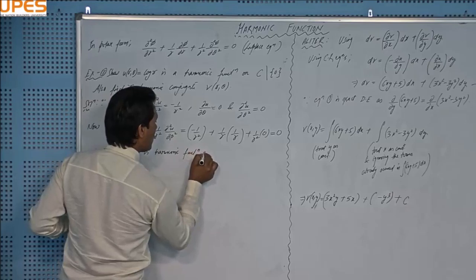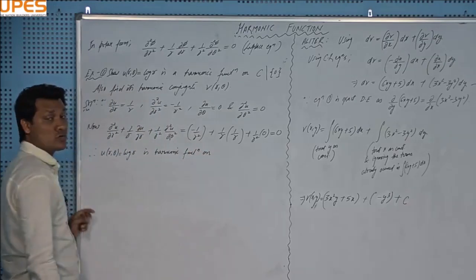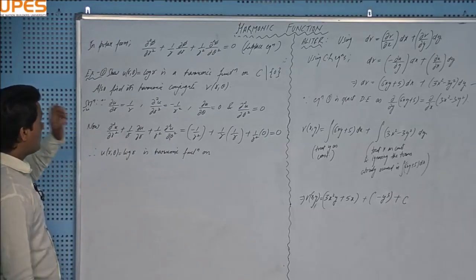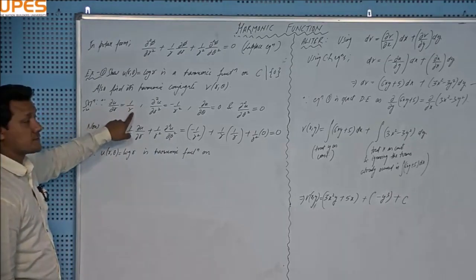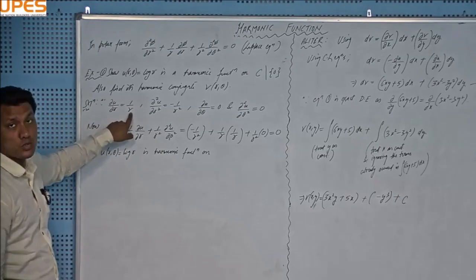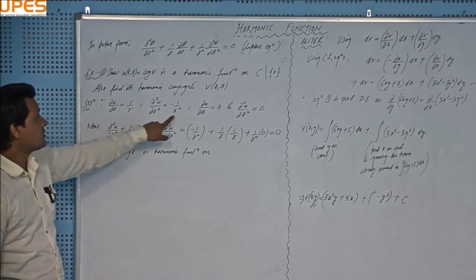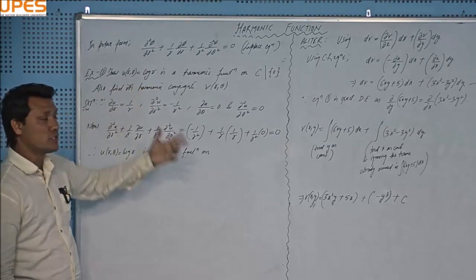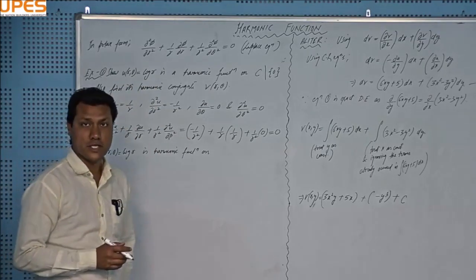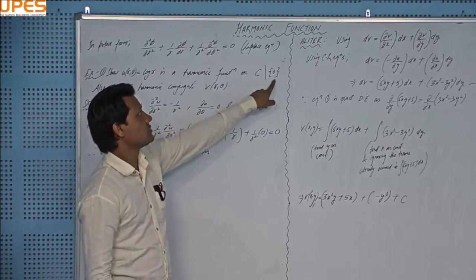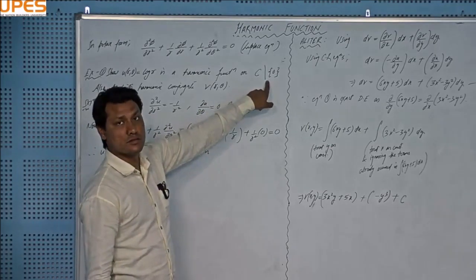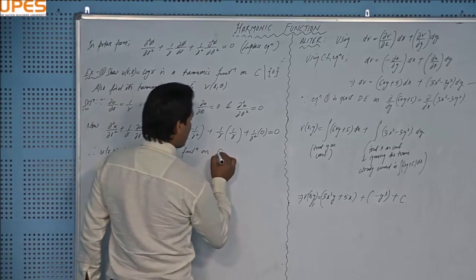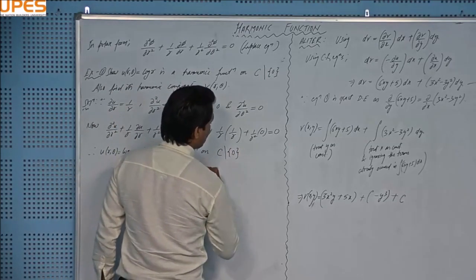function on the domain. The domain is also important. Since we are writing a function, the domain is important, and you can see that this derivative is 1 upon r, which is not defined at r equal to 0. Even u is not defined at r equal to 0. So we have to exclude 0 from the whole complex plane, and that's why the domain should be C minus 0. The origin is excluded.